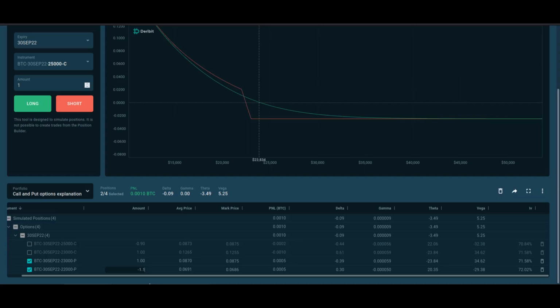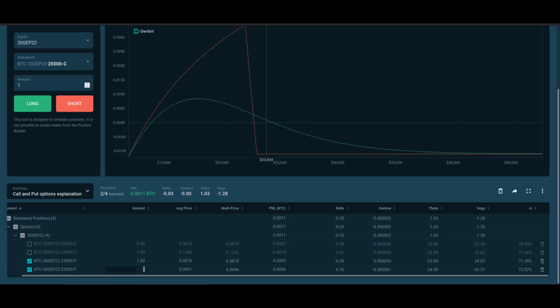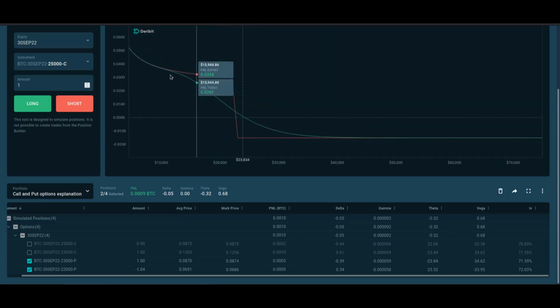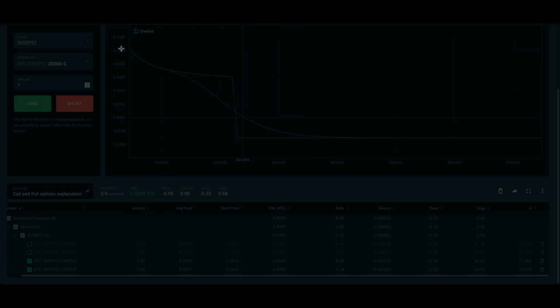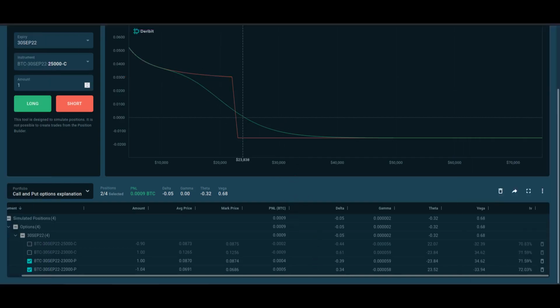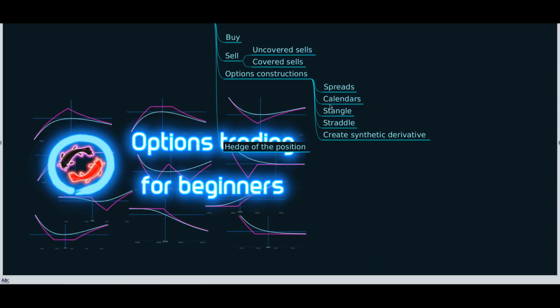Sorry. So, okay, something like this. But of course it should be like this. It should be plotted like this. So we have limited losses and limited profit. Limited profit and limited losses. So that's all for spreads, calendars, strangles, straddles. Okay, calendars, I guess.